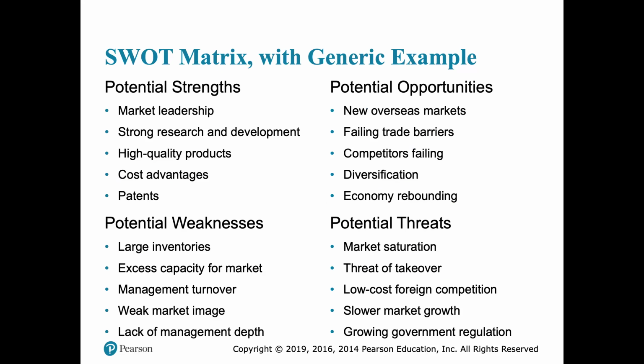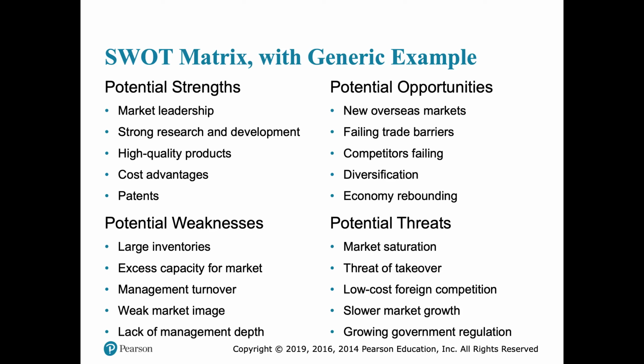So let's look at the SWOT analysis with generic examples. First, again, the strengths and weaknesses are internal. Those are the areas that a company has control over. If they see they lack something, they can add something. If they see they are really good at something, they can get even better at something. So again, internal factors are those that the company has control over.